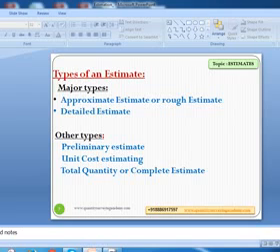But still, in many places, in many geographical locations, people use different words depending on the necessity. Somewhere they use preliminary estimate, some places they call it unit cost estimating, and some places they also call it total quantity or complete estimate. And some other units are also there, like revised unit and repair unit.